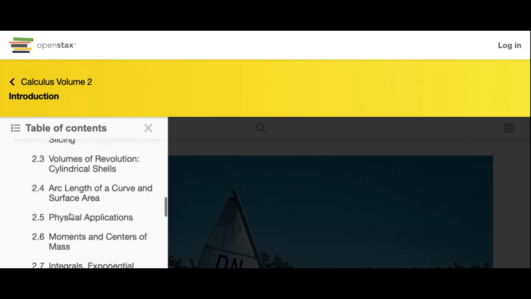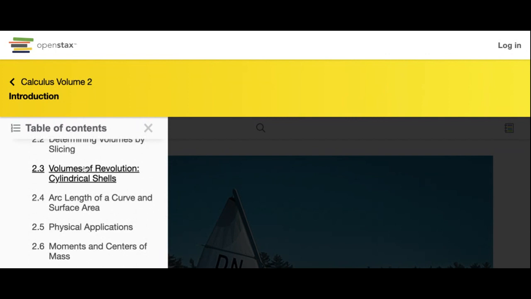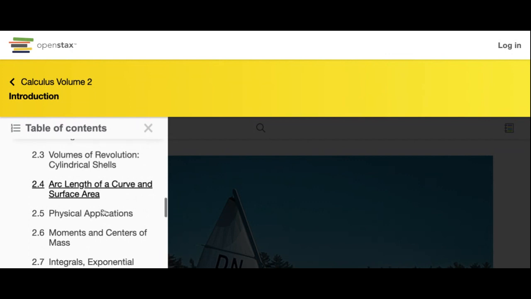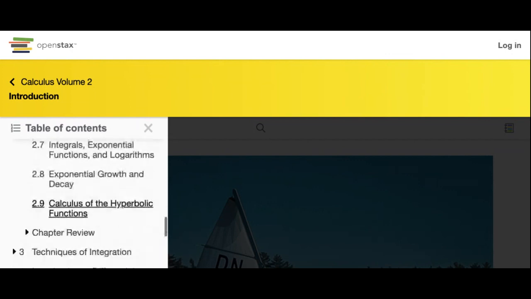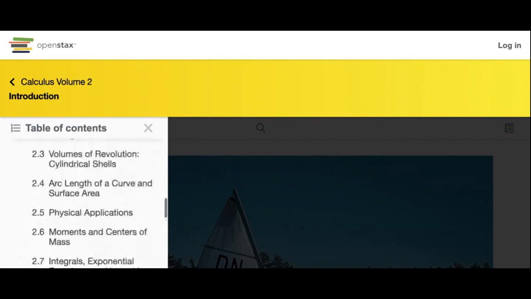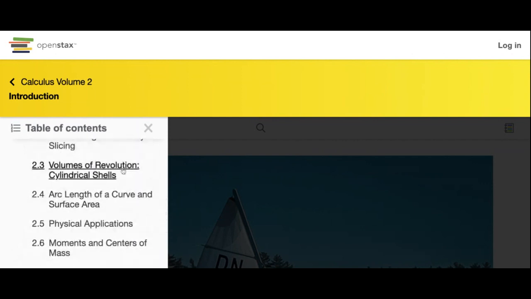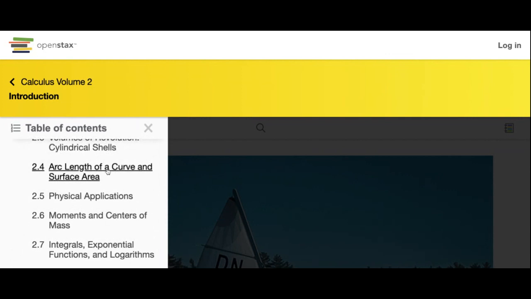So we have a piece of region. We can revolve it over the x-axis, over the y-axis. We get 3D objects. We have disk methods. We have shell methods. Okay, so we should be able to know those two methods. The arc length of a curve and the surface area of a 3D object.